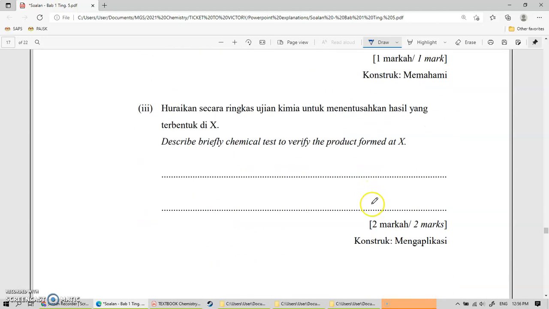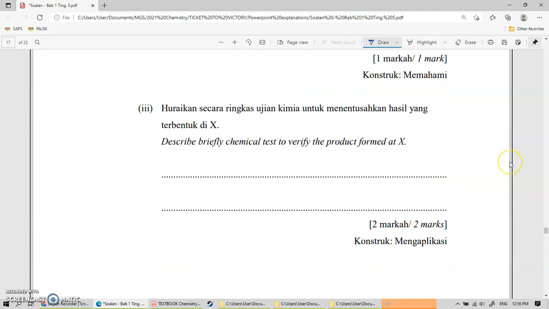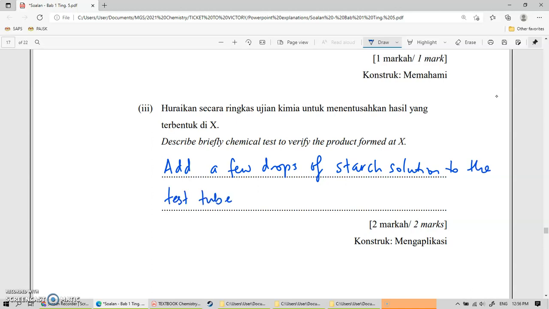Describe briefly the chemical test for the product formed at X. The product is iodine, and I think you learned in bio before that we use iodine to test starch. For chemistry it's the other way around; we use starch to test iodine. It's 2 marks. Mark number 1 is what you do: add a few drops of starch solution to the test tube that contains the product from X.